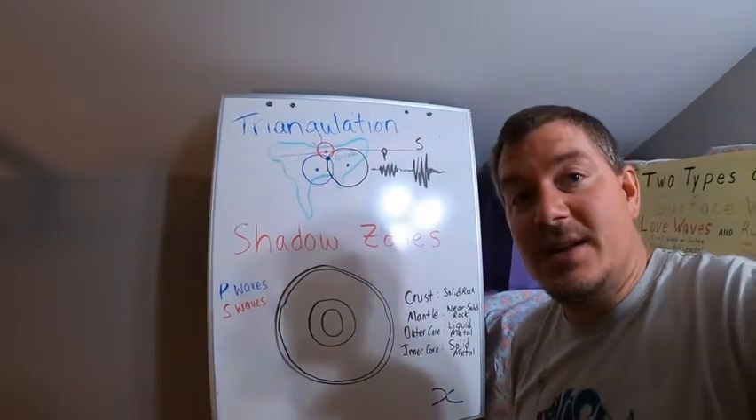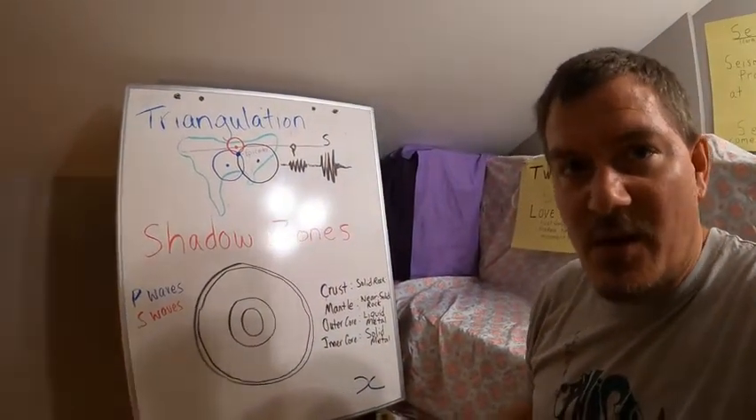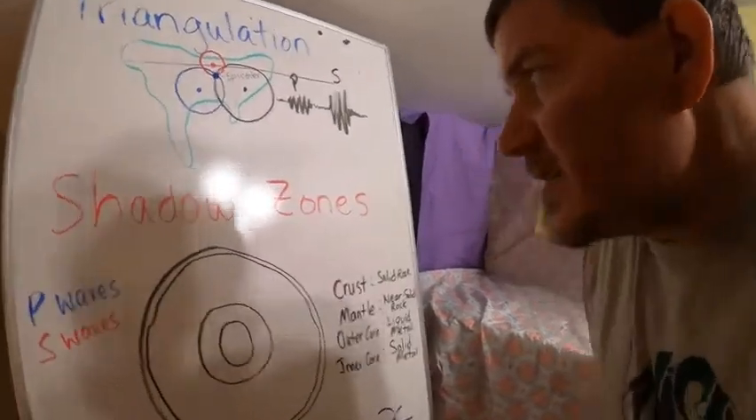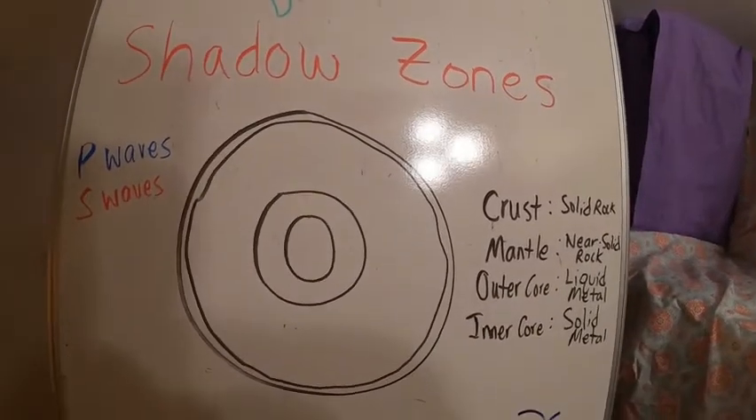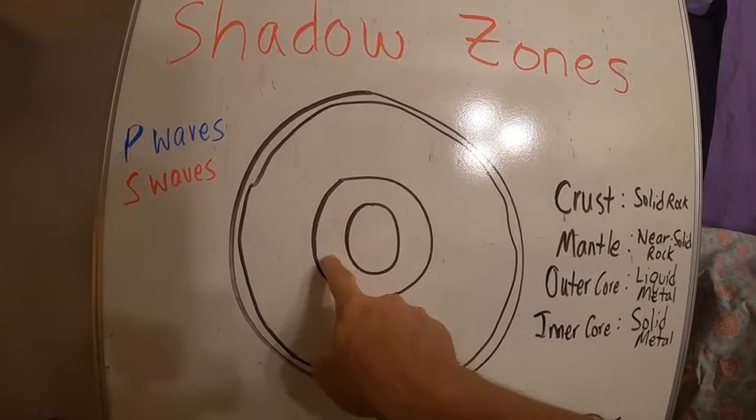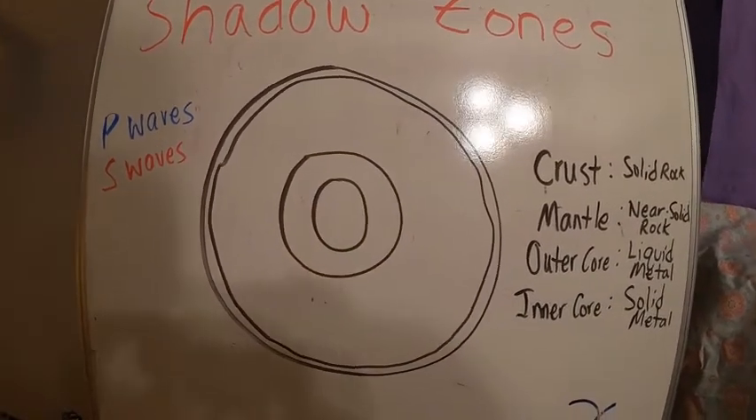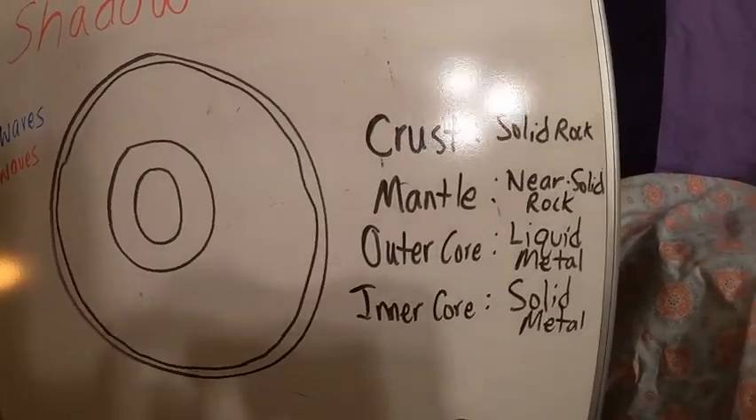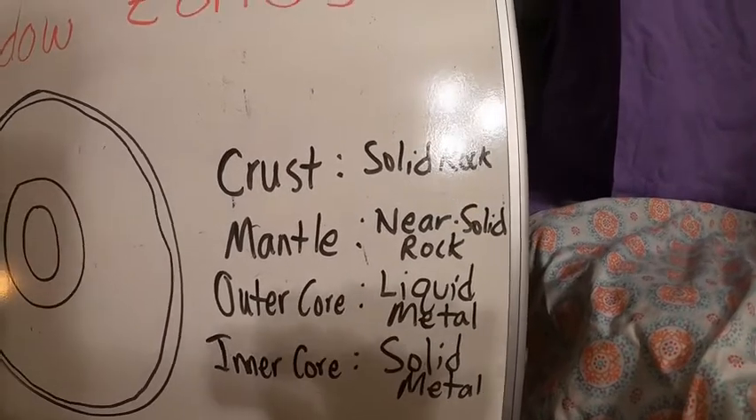So that brings us to another idea of how this can help us understand more about the earth below our feet. So I've tried to draw down here a quick representation of the layers of the earth. So we have the inner core, outer core, mantle, and crust. And to understand this, we definitely need to know what those different layers are made of. The crust is made of solid rock.